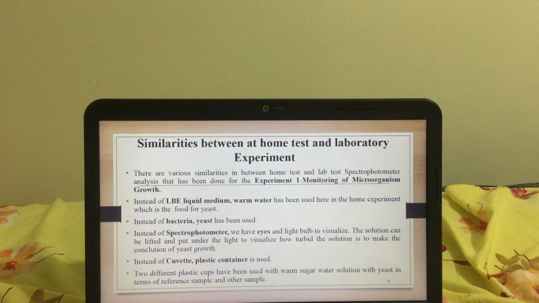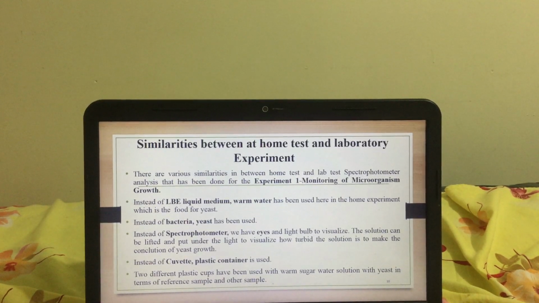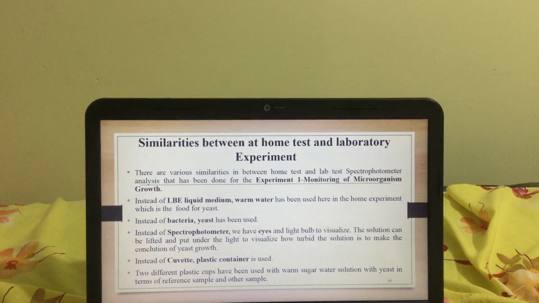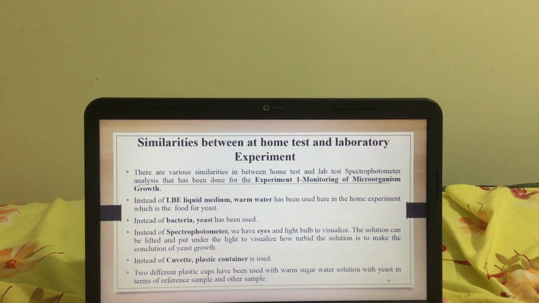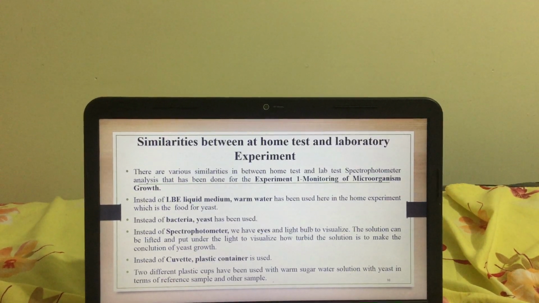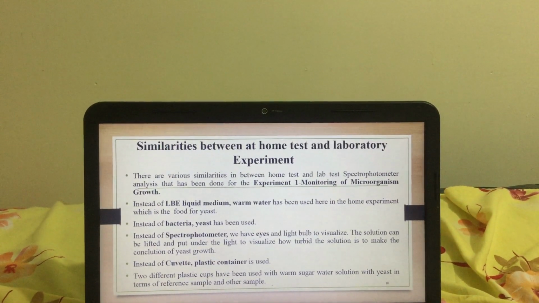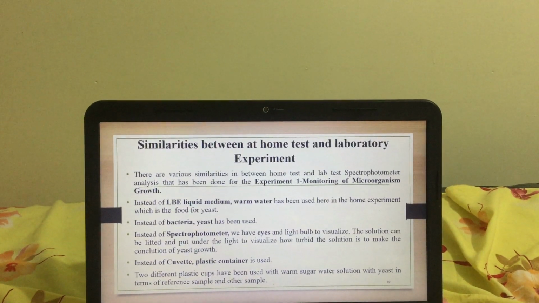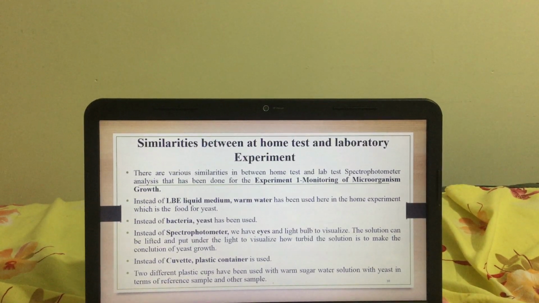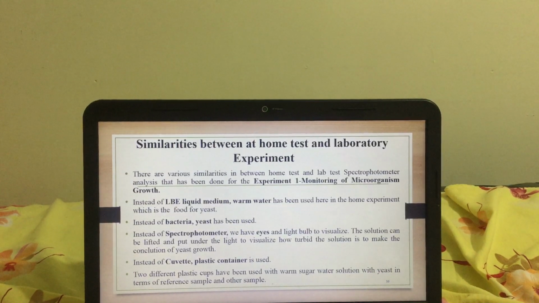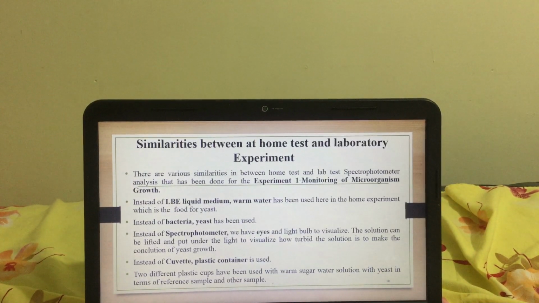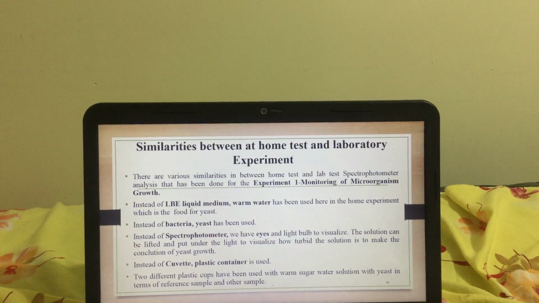Instead of a spectrophotometer, we have eyes and a light bulb to visualize. The solution can be lifted and put under the light to see how turbid the solution is to draw a conclusion about yeast growth. In the lab we have a cuvette, and in the home test I have used a plastic container, and 2 different plastic cups have been used with the warm sugar water solution with yeast, as reference and sample, as in the lab experiment.